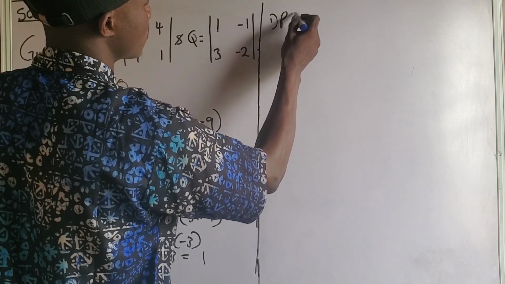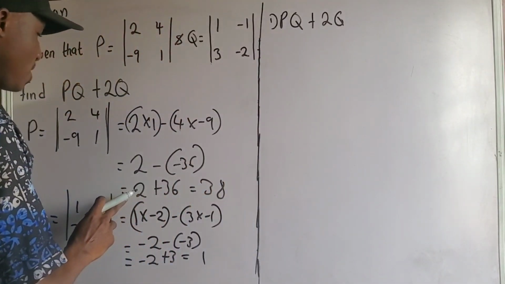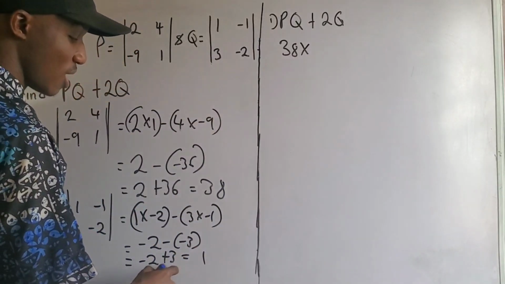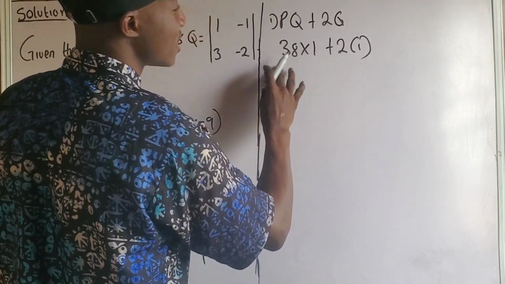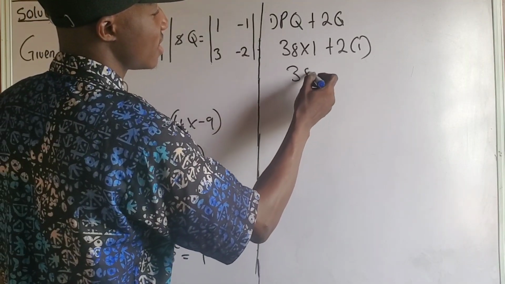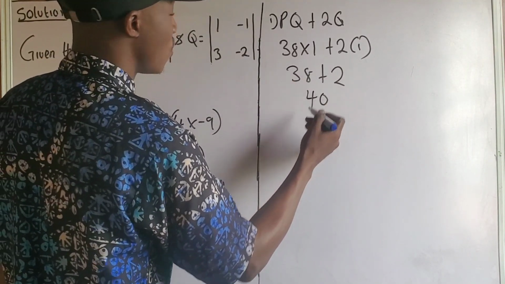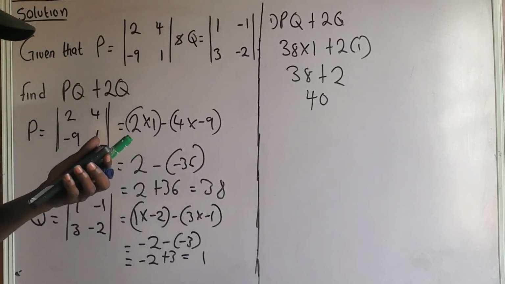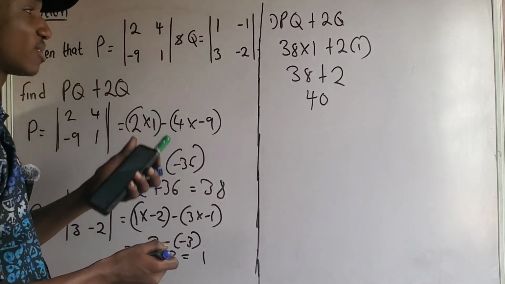PQ plus 2Q will now be equal to, P is 38, so I'm going to have 38 times Q, which is 1, plus 2 multiplied by 1. 38 times 1 is what? 38. 38 plus 2 times 1 is 2. So I'm going to have 38 plus 2, which is 40. So the value of PQ plus 2Q is 40. Do you understand? Okay, let's proceed to the next question.